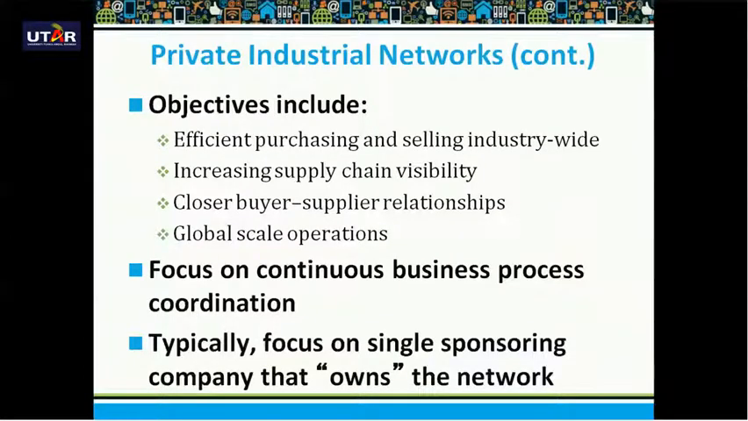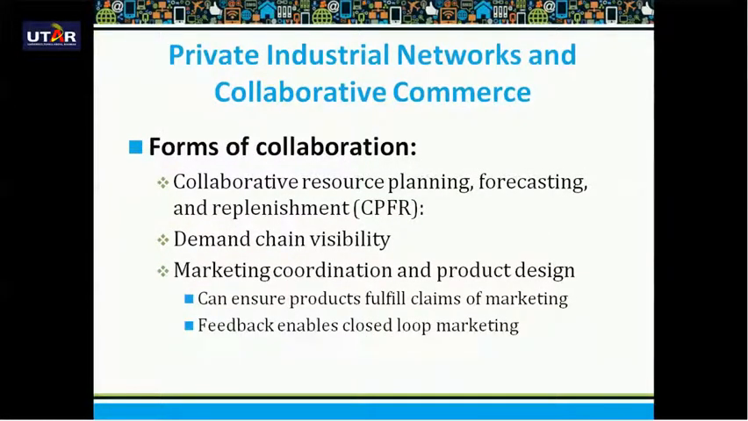So the private industry network, the objective is efficient purchasing and selling industry-wide, increasing supply chain visibility, closer buyer relations, supplier relationships, global scale, focus on continuous business processes, typically focused on a single sponsor company that owns the network. And private industry network and collaborative commerce, form of collaboration: collaborative planning, forecasting, and replenishment, CPFR, demand change visibility, marketing coordination and product design, can ensure product fulfills claims of marketing, feedback enables closed loop marketing.